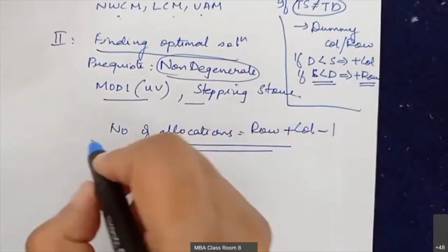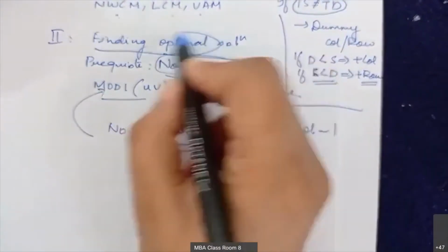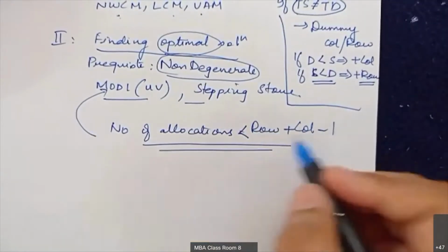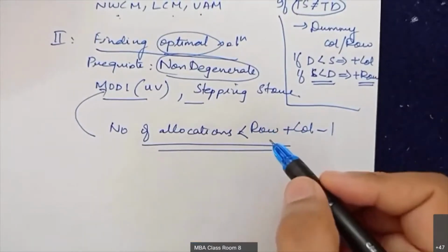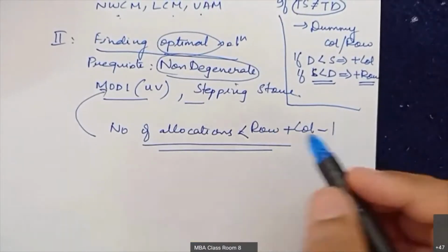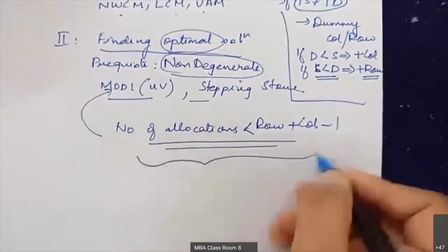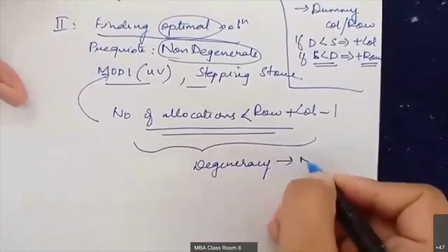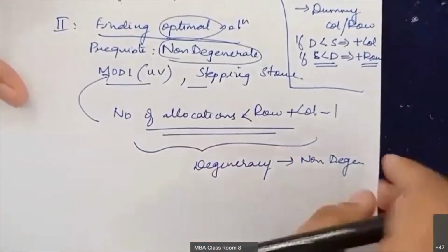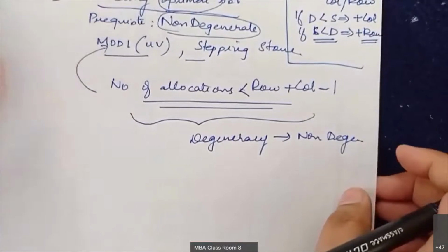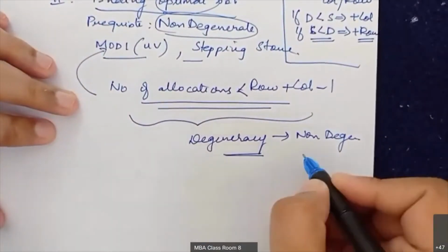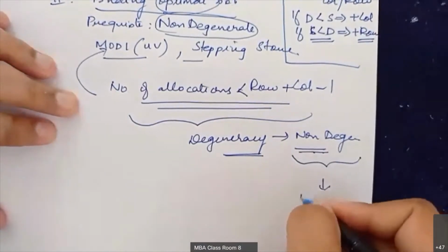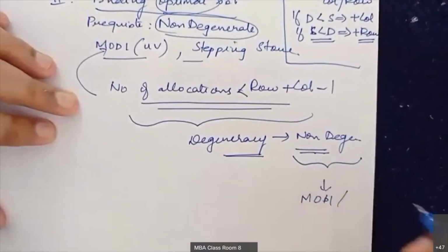We can carry on with the MODI method for checking the optimality. But if the number of allocations is lesser than rows plus columns minus 1, this is the condition for degeneracy. Then we need to convert this problem into a non-degenerate problem. How will we do that? We'll see it in today's class. Only after making sure that our solution is non-degenerate can we carry out the MODI method or stepping stone method for checking the optimality.